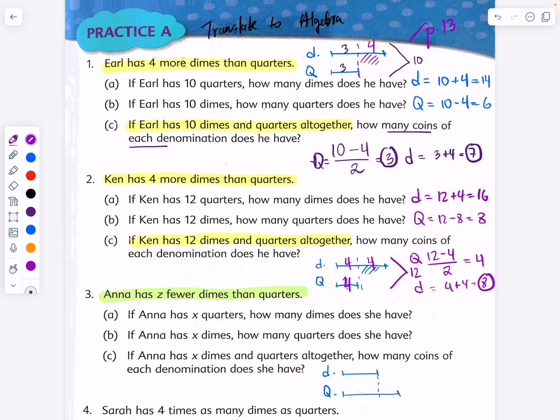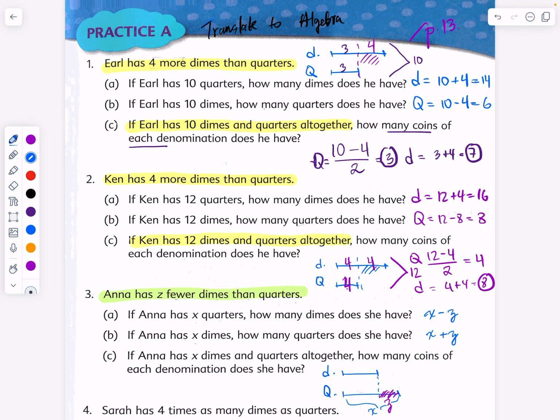And what is the difference between dimes and quarters? Well, the difference is Z. If Anna has X quarters, right, all together, let's model this. If she has X quarters, how many dimes would she have? Well, we have fewer dimes. So the number of dimes would be X minus Z. If Anna has X dimes, how many quarters would she have? Well, we have more quarters. It would be X plus the difference, plus Z.